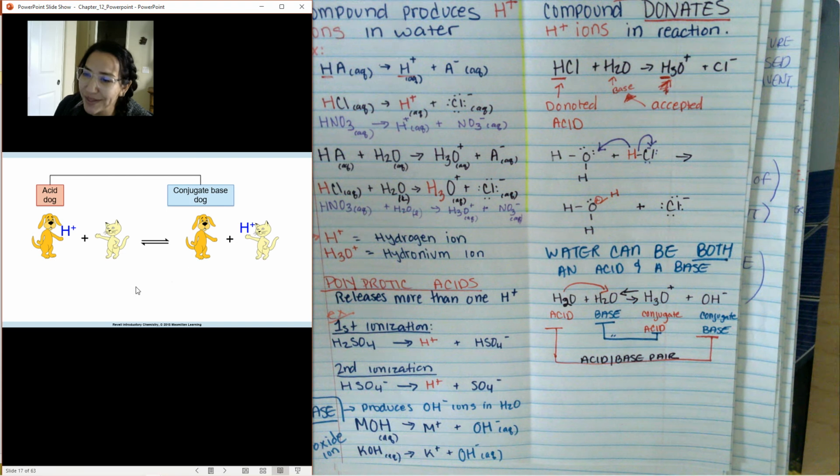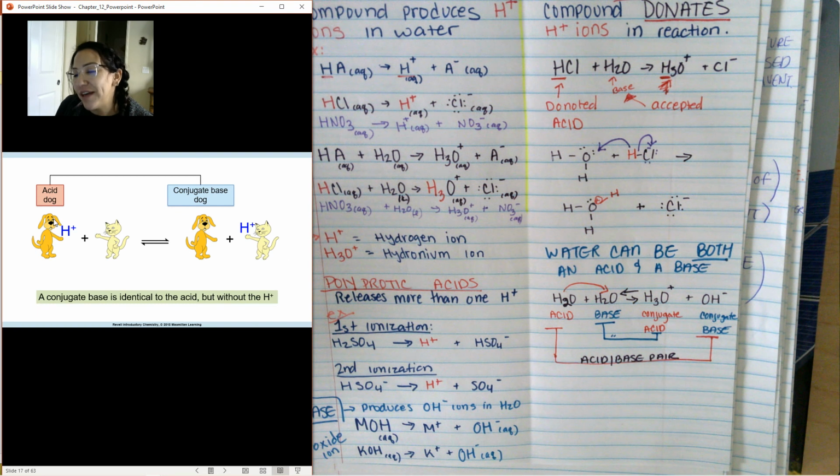This example showing it with the dogs. All right, here's a little funny moment. Here's a dog on acid, and the dog donates its acid to the cat, right? And so now you have a conjugate base dog. He's now basic, and the cat has the hydrogen, so now the cat's on acid, right? Little funny moment, but then if the cat gives the acid to the dog, then that dog becomes that acidic dog. All right. So a conjugate base is identical to the acid, but without the hydrogen ions. All right.